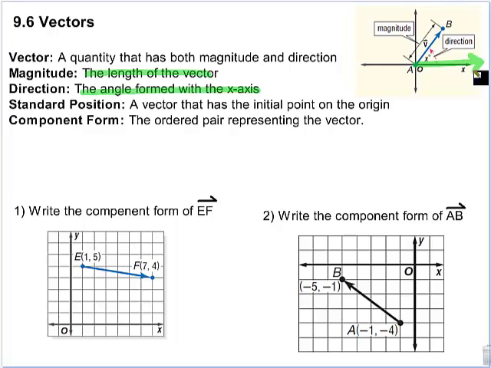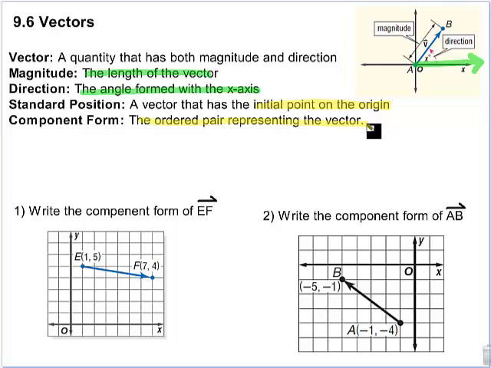If you ever see anything that says standard position, it just means that our initial point is at the origin, so we are starting at 0, 0, and the vector is pointing off in some other way. And then component form is an ordered pair that represents the vector.